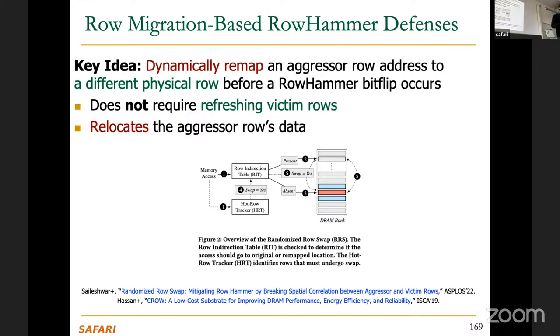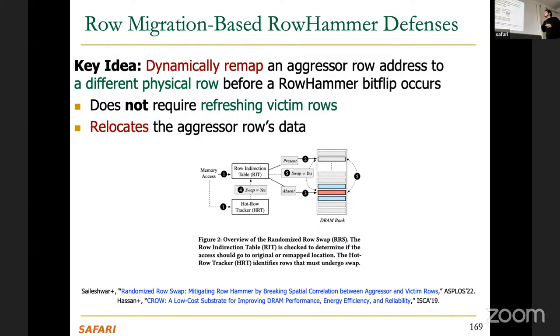This does not require you to refresh victim rows, but instead you're distributing the hammering effect to many physical locations by moving the aggressor around continuously as it gets hammered. So you have to relocate this data. So rows are very huge.